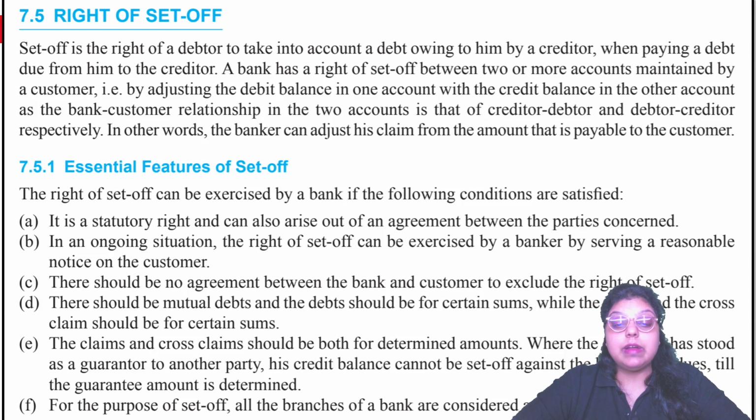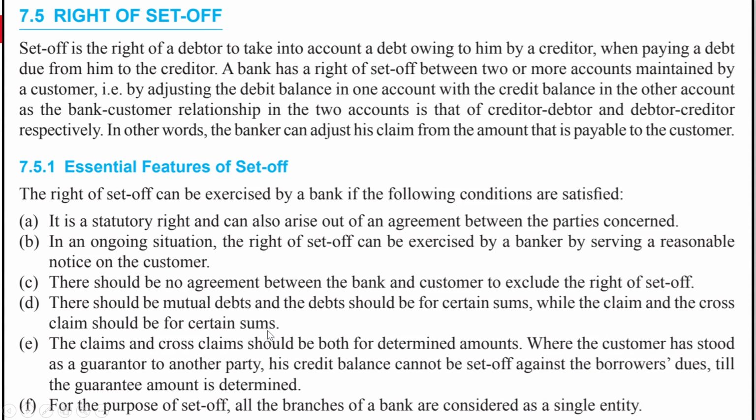Okay. Now, the right of set off is available simply when a bank and customer have a debtor-creditor and creditor-debtor relationship. Only then can the right of set off be utilized by the bank. The right of set off is a statutory right and can also arise out of an agreement between the parties concerned. In an ongoing situation, the right of set off can be exercised by a banker by serving a reasonable notice on the customer. There should be no agreement between the bank and customer to exclude the right of set off.